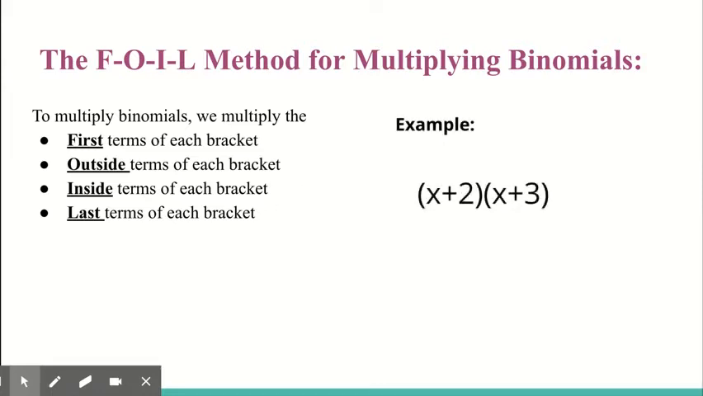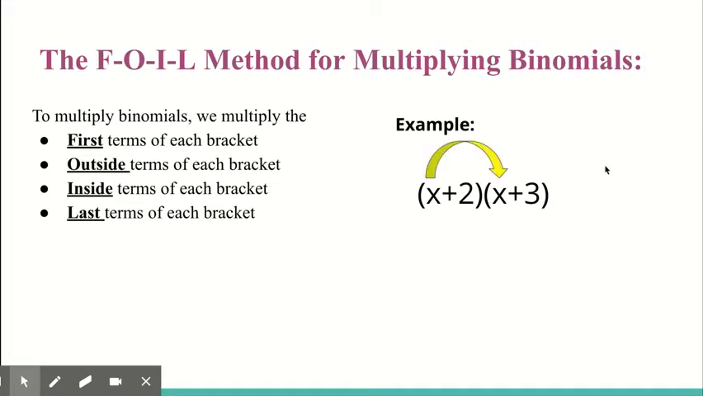So what a binomial is, is two terms in one. So my first binomial is the x plus 2, and my second binomial is the x plus 3. It's like they are a package deal. And when we're multiplying these together, there is the FOIL method that we need to follow. So the first thing we do is we're going to multiply the first terms of each bracket. So my first term in this bracket and my first term in this bracket.